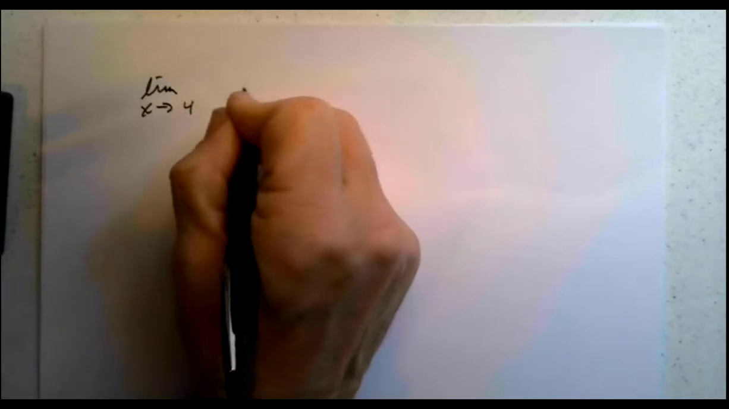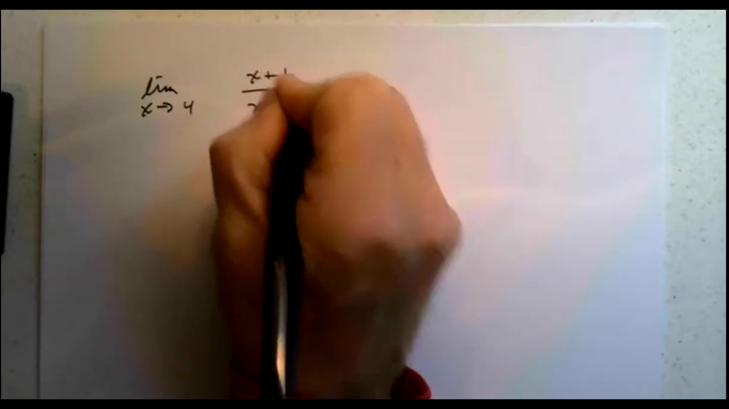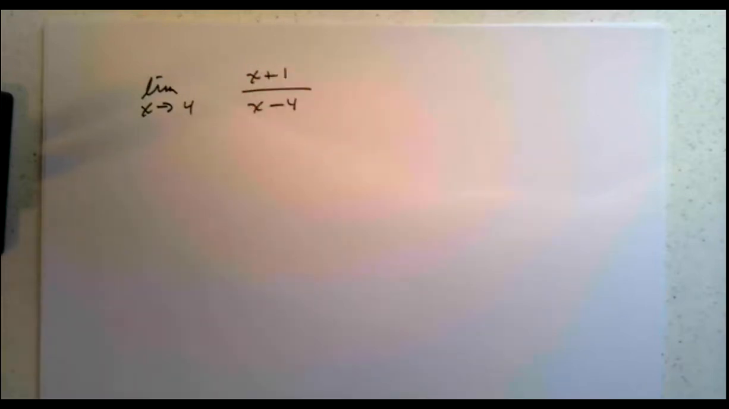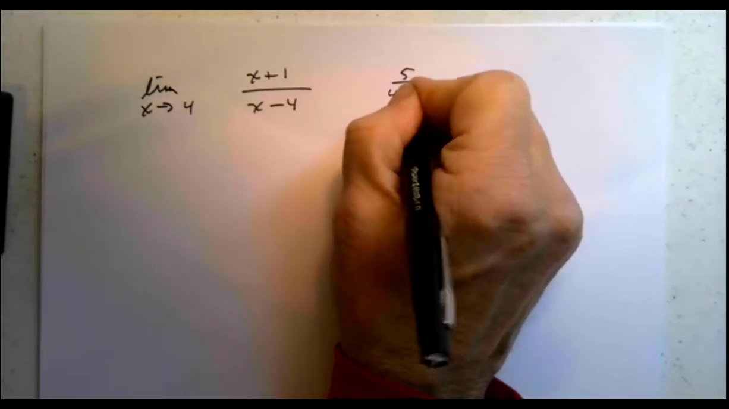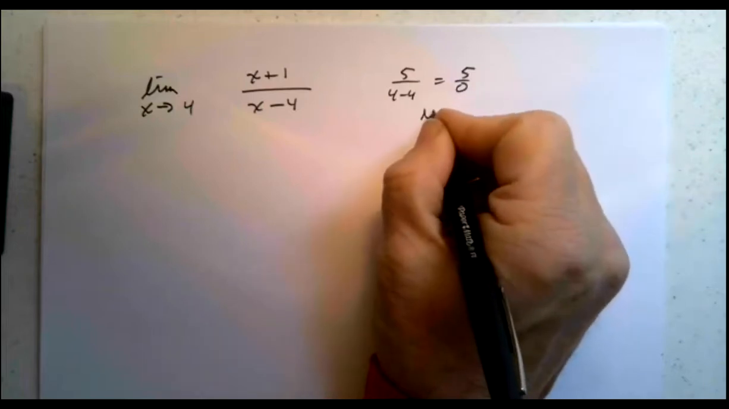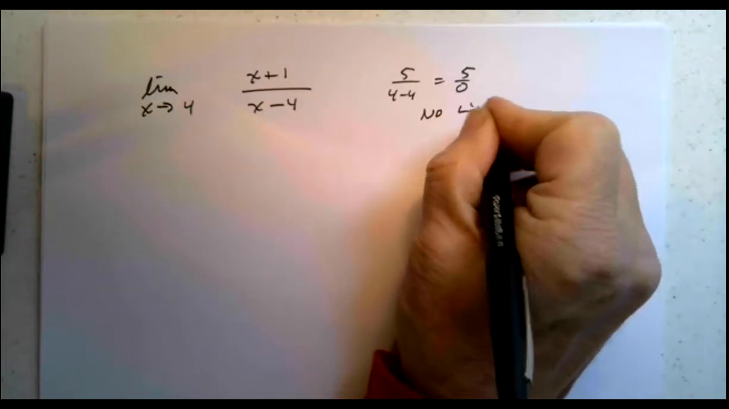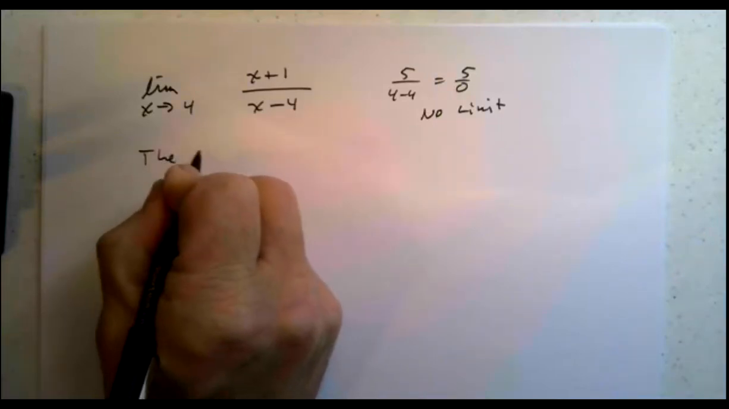If I am looking at something like this, what is the limit as x goes to 4 of x plus 1 upstairs and x minus 4 downstairs? So we have a 0 downstairs. When I plug that in, what do I get? 4 plus 1 is 5 over 4 minus 4. I get 5 over 0. So that can have no limit. So our conclusion here is to say the limit does not exist.